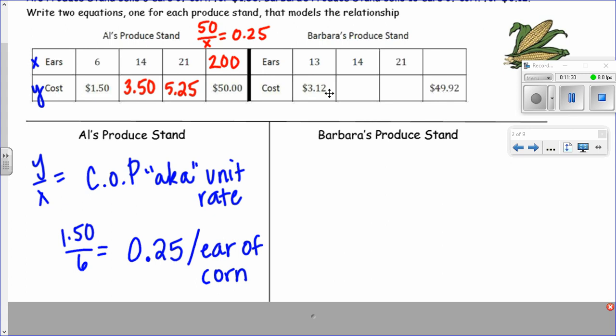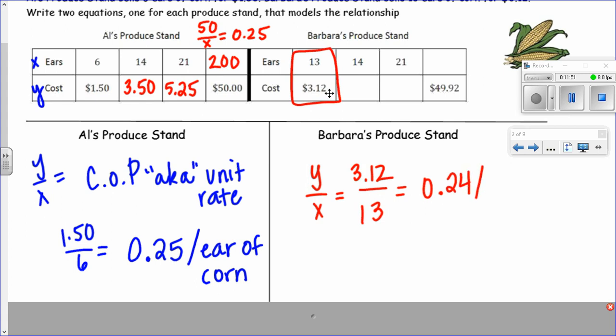Let's try Barbara's now. Her ears of corn, we know that 13 costs $3.12. So again, do y divided by x and see what you get there. It should be $3.12 divided by 13. What did you get?